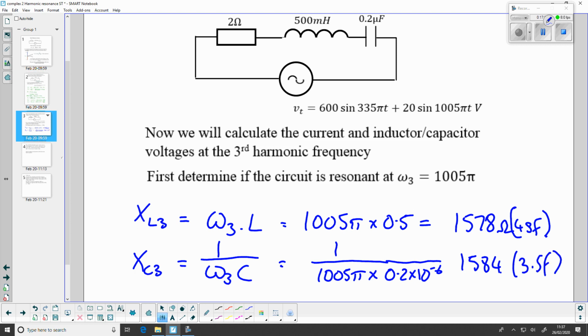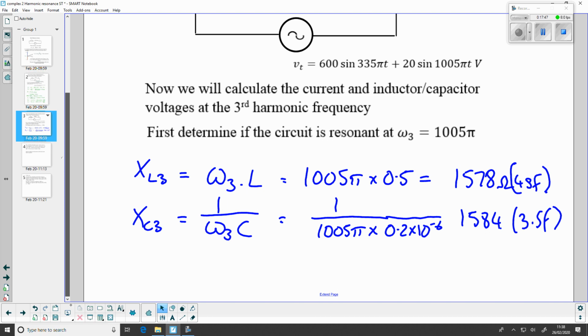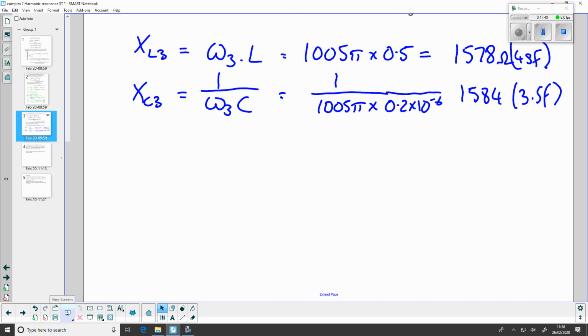So to three significant figures, they are the same, aren't they? Not quite. But they're near enough for us to say that the circuit is resonant at the third harmonic frequency. So I'm going to make a statement to that effect here.